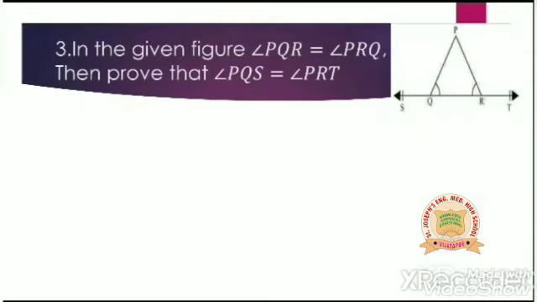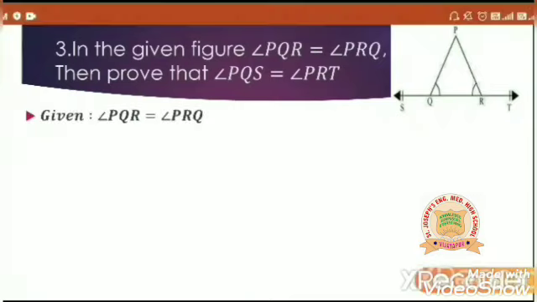Let us see how it can be proved. First thing, we are going to write what is given. What are the things given here? We have been given angle PQR is equal to angle PRQ. This is the only thing we have got. The second part is what we need to prove.